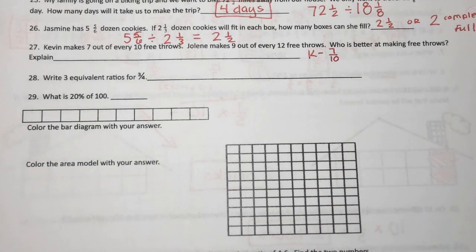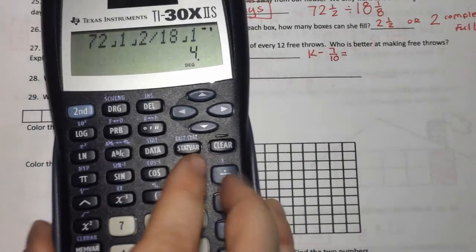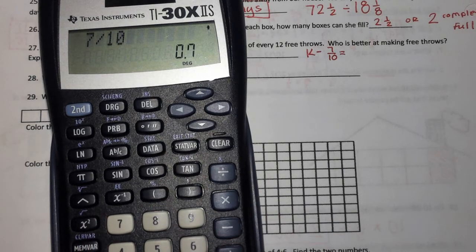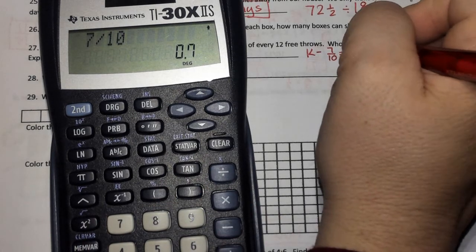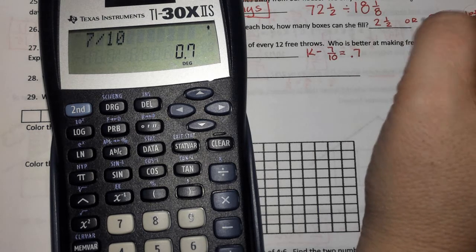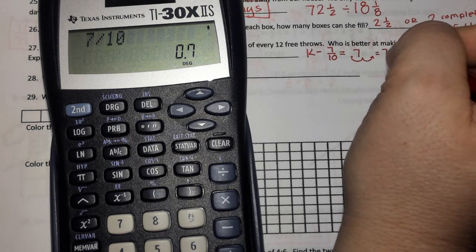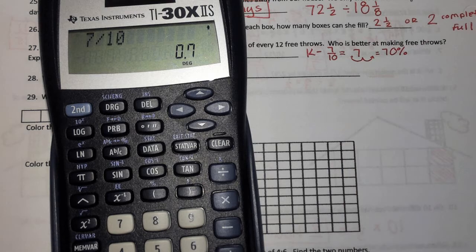Now, right now, that's not a percentage, so what would I do first to change it to a percentage? Gabby? Divide. Let's make it a decimal. So we're going to do 7 divided by 10, which gives me 0.7. Now, to make that a percentage, what do we have to do? Sean? Move it to the right 2 times, which gives me 70%. So Kevin has made 70% of his free throw shots.